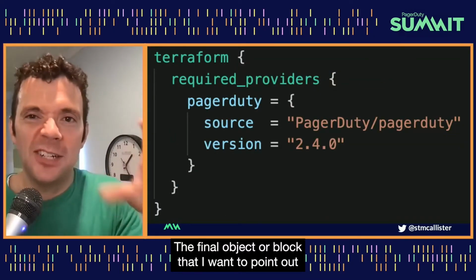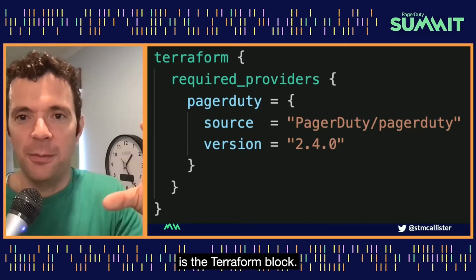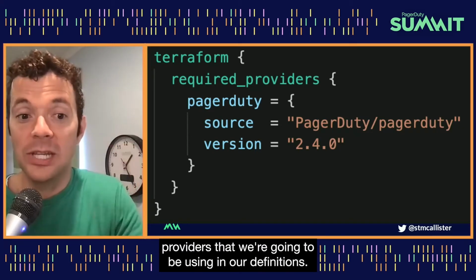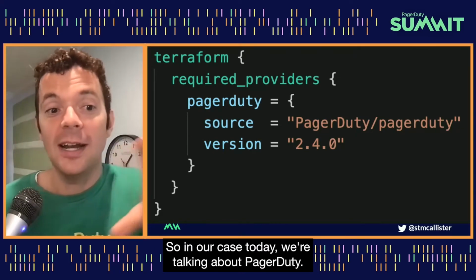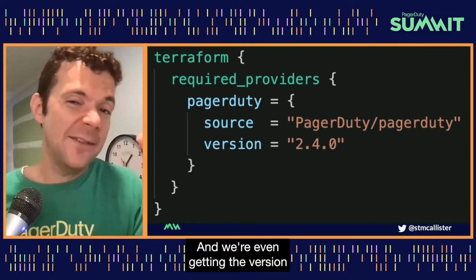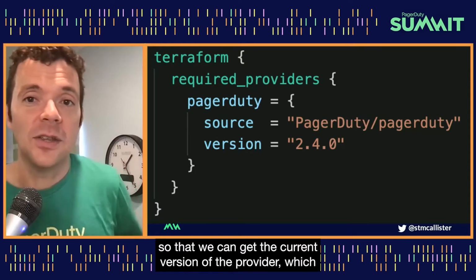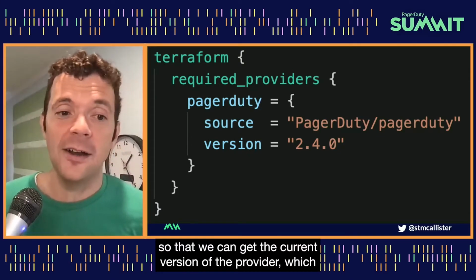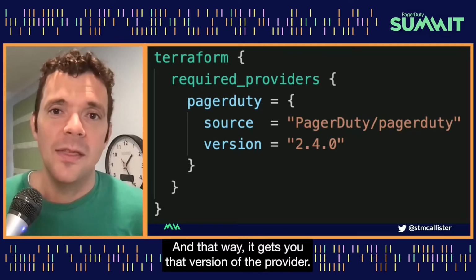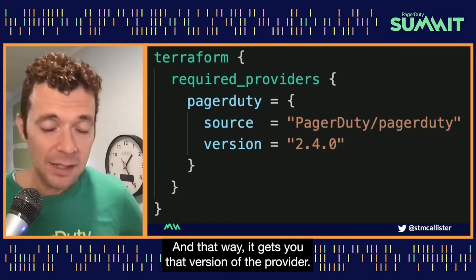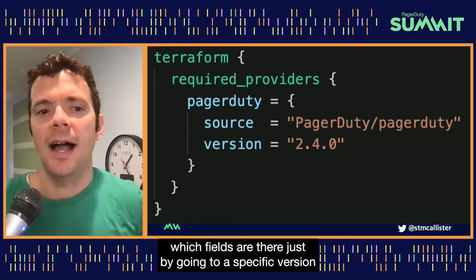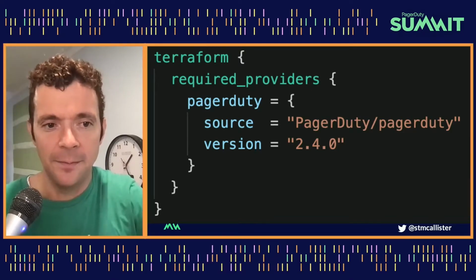The final object or block that I want to point out is the Terraform block. The Terraform block is where we define all of the required providers that we're going to be using in our definitions. So in our case, today, we're talking about PagerDuty. So this is the PagerDuty provider that we're grabbing. And we're even specifying the version, so that we get the current version of the provider, which at the time of this recording is 2.4.0. That way it gets you that version of the provider, and you know which features are supported and which fields are there, just by going to a specific version of that provider.